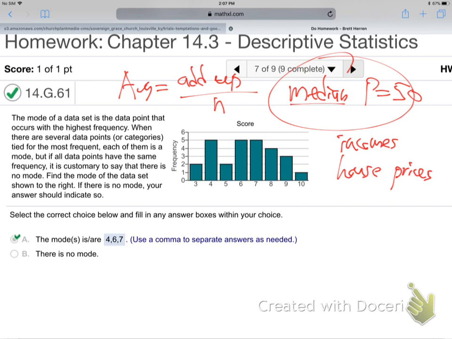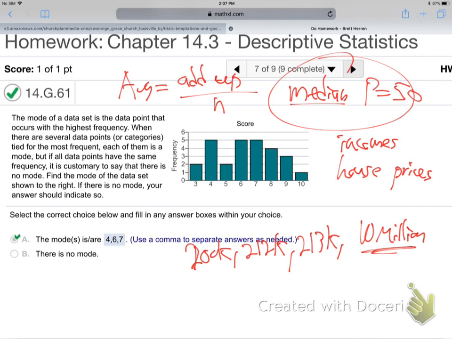So in other words, what if I said, hey, in my neighborhood, the house prices are 200,000, and then 212,000, and then 213,000, and then 10 million. It's not really true, but let's just suppose that was my neighborhood, right? And I said, what's the average price in my neighborhood? Maybe there was some giant mansion on the corner, right? So what would be the average price in my neighborhood?